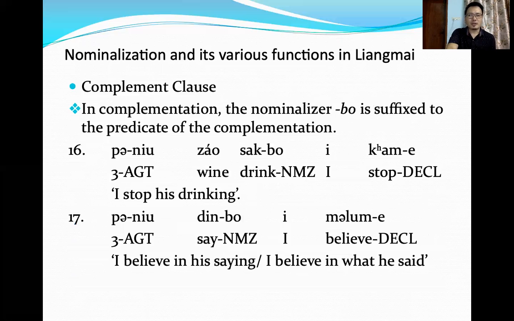In complementation, the nominalizer bo is suffixed to the predicate of the complement. For example, we have Panu Jau Sakbo I Kame. I stop his drinking. Panu Dinbo I Malume. I believe in his saying, or I believe in what he said.